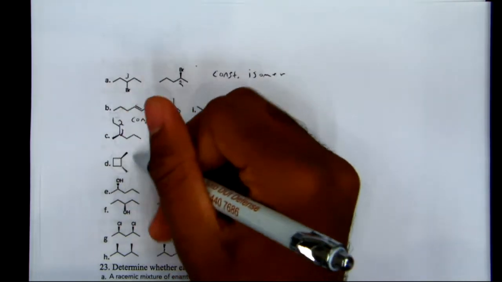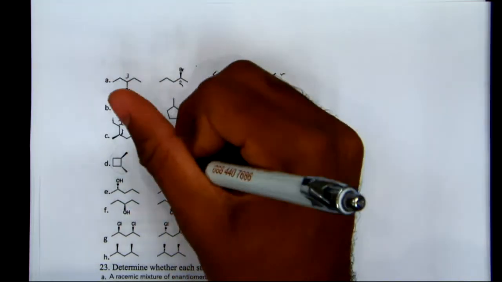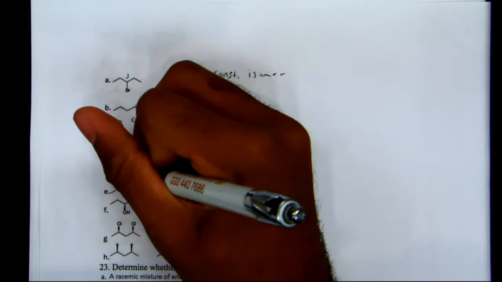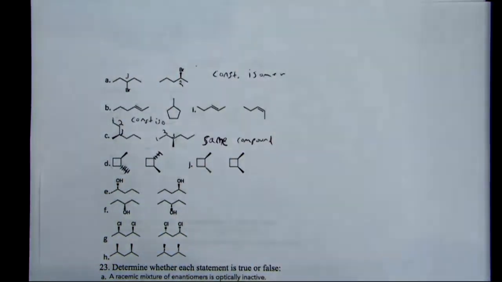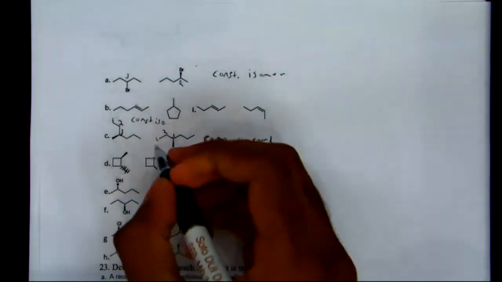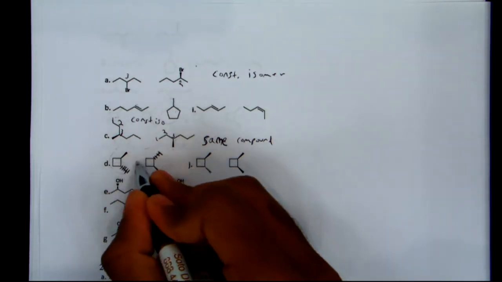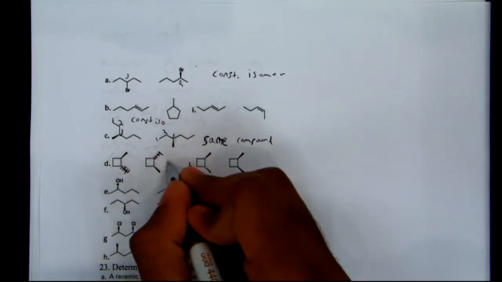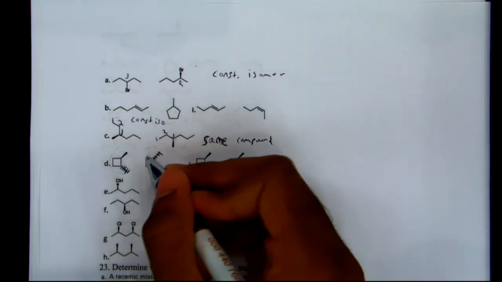For these ones, this is supposed to be dashed, it's kind of hard to see. These ones are enantiomers of each other because they're just mirror images of each other. That's what enantiomers mean.